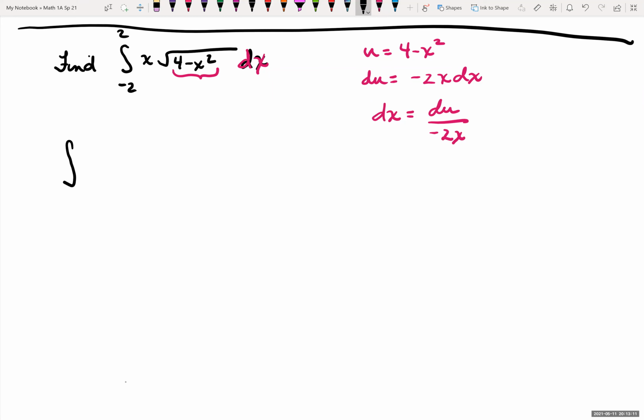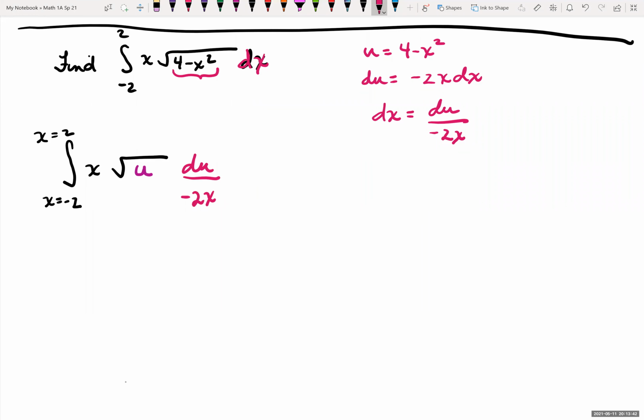If you put back in your bounds, let's put what variable they represent. Right now I have x is equal to negative 2 and x is equal to 2. Of x square root, well, what I had chosen my u to be was the radicand, so I'm just going to put square root of u. And then dx, well, dx was this du over negative 2x.